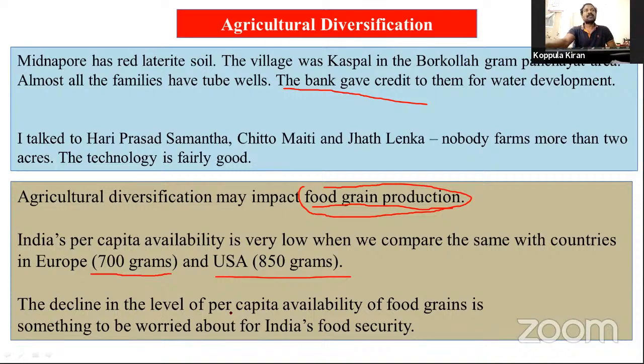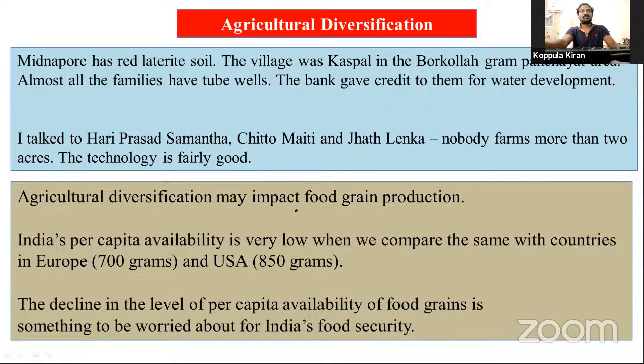The decline in the level of per capita availability of food grains is something to be worried about for India's food security. As I said already, food grains are impacted by agricultural diversification automatically. Low food grains are produced by the farmers. This is very worrying. So India requires food security. How can we provide food security?